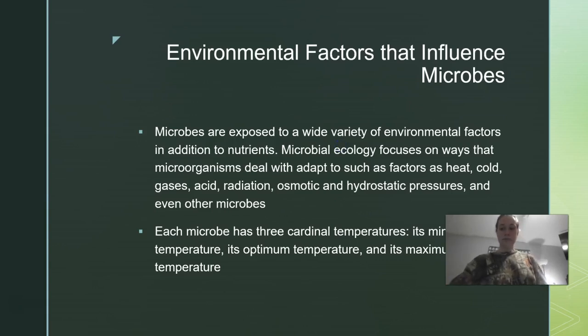All right, environmental factors that influence microbes. Once microbes have the nutrients that they need, they can grow and multiply, but microbial growth refers not just to the increase in cell size, but more importantly to the increase in cell number. For example, bacteria typically reproduce through binary fission, where one cell divides into two identical daughter cells. Microbes are also exposed to a wide variety of environmental factors in addition to nutrients. Microbial ecology focuses on ways that microorganisms deal with and adapt to such factors as heat, cold, gases, radiation, osmotic and hydrostatic pressures, and even other microbes.